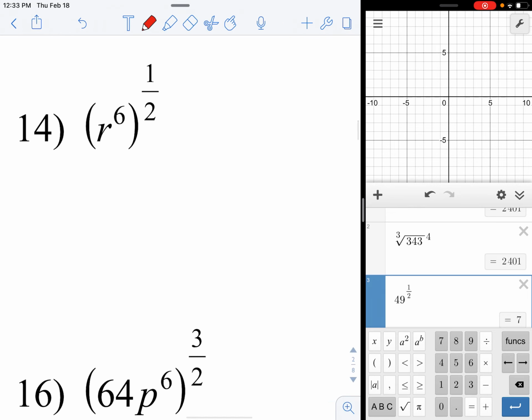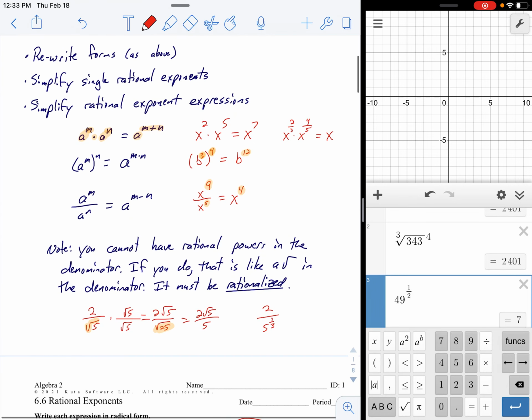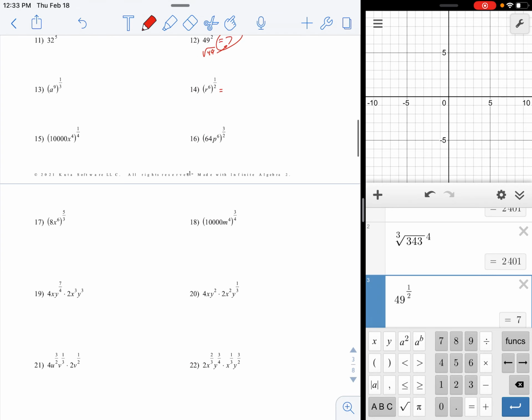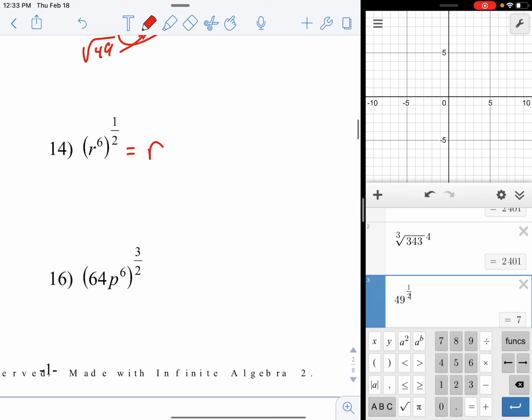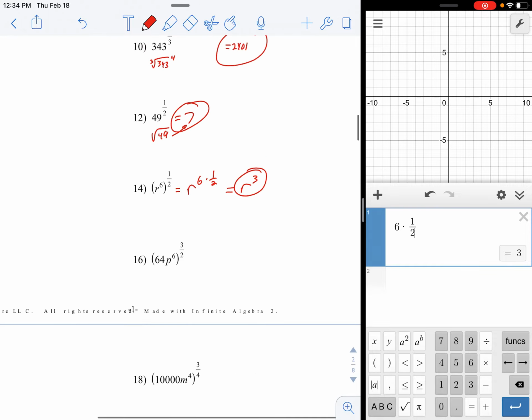14 I'm not really going to be able to do on a calculator. What I am going to be able to do is this rule right here. When you have a power raised to a power, you multiply them together. So this is r to the 6 times 1/2 power. Well, what's 6 times a half? I guess if you wanted to use a calculator on this, you could. 6 times 1/2 is 3. I would really hope that you know that half of 6 is 3. So the answer is r to the 3rd power.